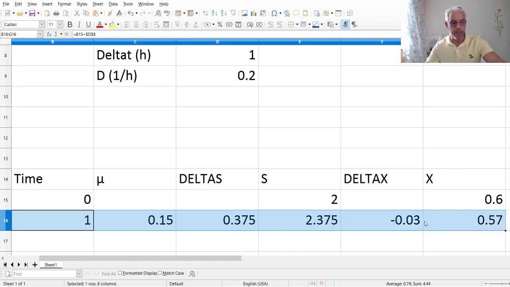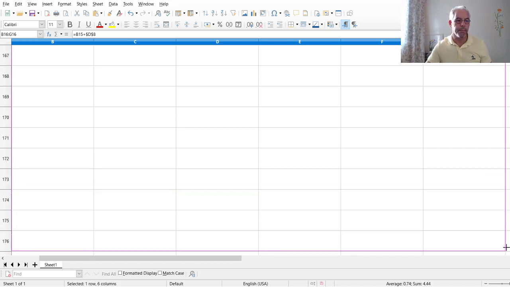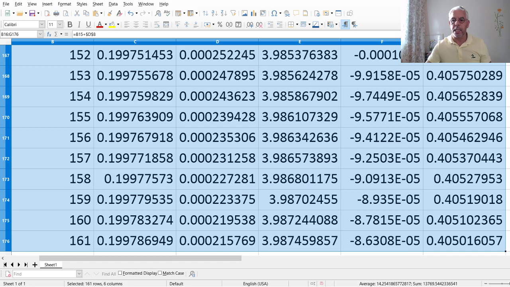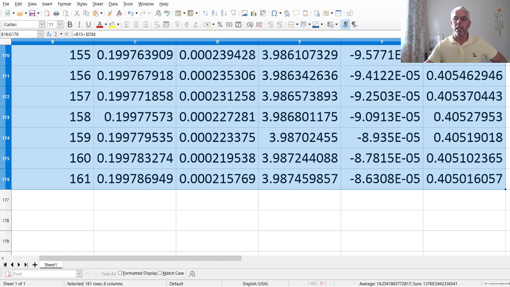Once we finish this first line, we just copy it down as far as we want. And you can see here that the value of X starts getting very close to the value we found before, which we estimated as 0.4, and same thing for S, which we found was equal to 4. So there are very small errors. We can graph these.